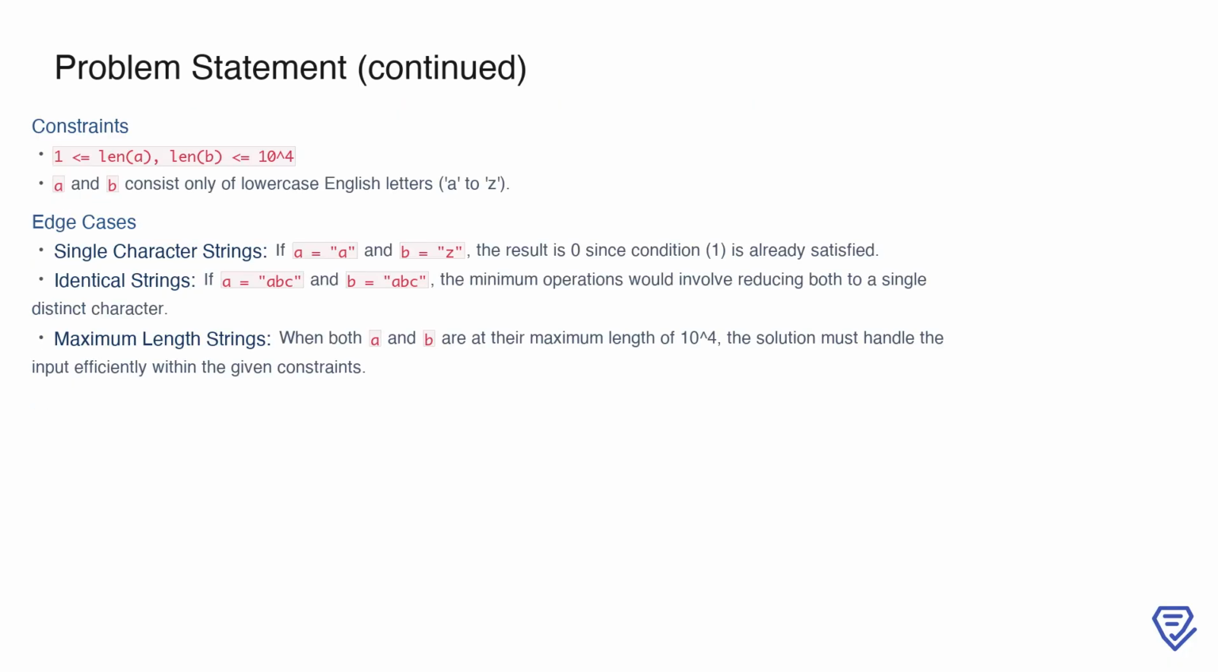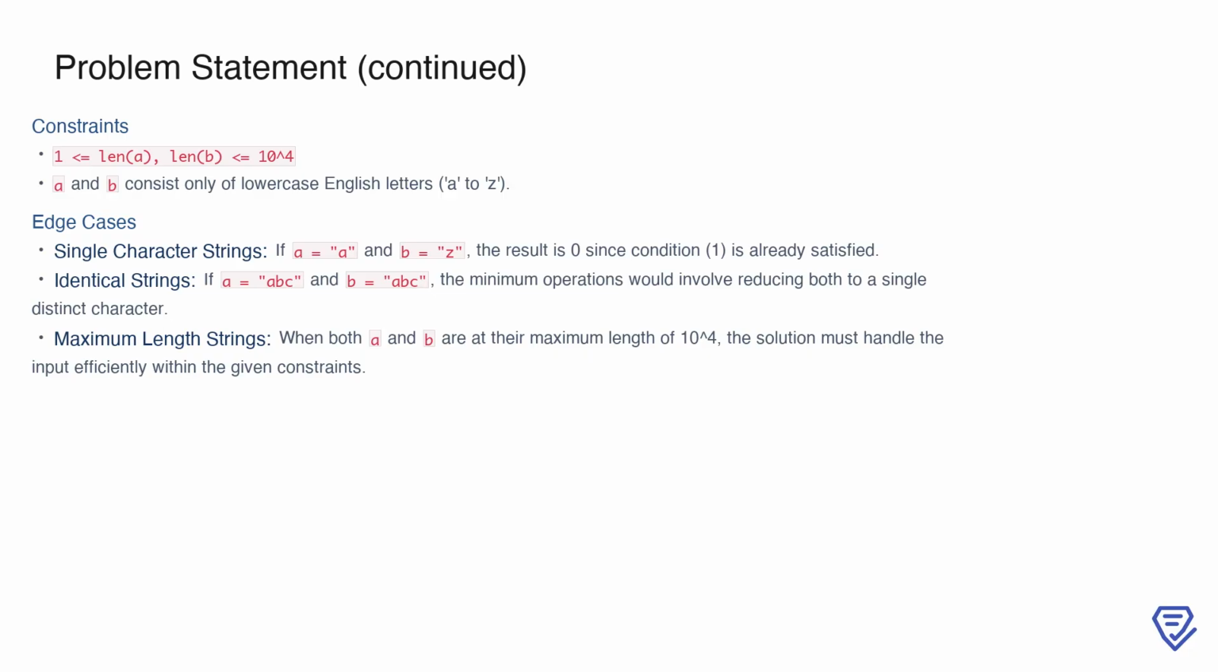The constraints for this problem are that the lengths of A and B are both between 1 and 10,000, and the strings consist only of lowercase English letters from A to Z. There are also some edge cases to consider. For instance, if A equals A and B equals Z, no operations are needed since the first condition is already satisfied. If A and B are identical, such as A equals ABC and B equals ABC, the minimum operations would involve reducing both strings to a single distinct character.